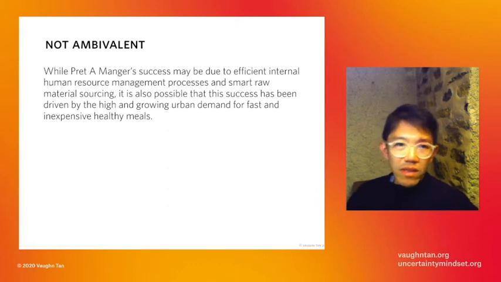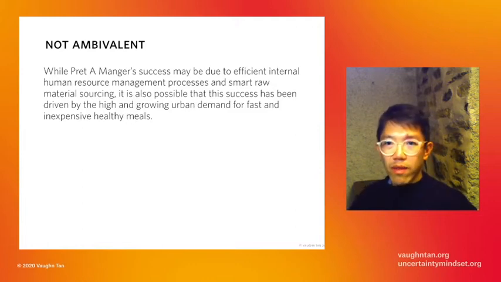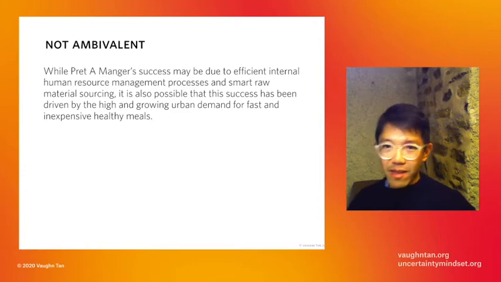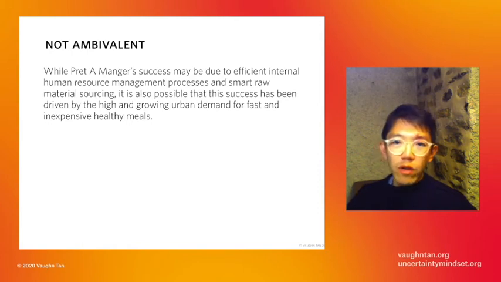What is the problem with the statement up here? The problem is this. It says, while Pret a Manger's success may be due to one thing, efficient internal human resource management processes and smart raw material sourcing, it is also possible that this same success has been driven by high and growing urban demand for fast and inexpensive healthy meals. Now, it's true that both of these things may be true. Your job as someone creating an argument is to choose a side and then argue for that side.